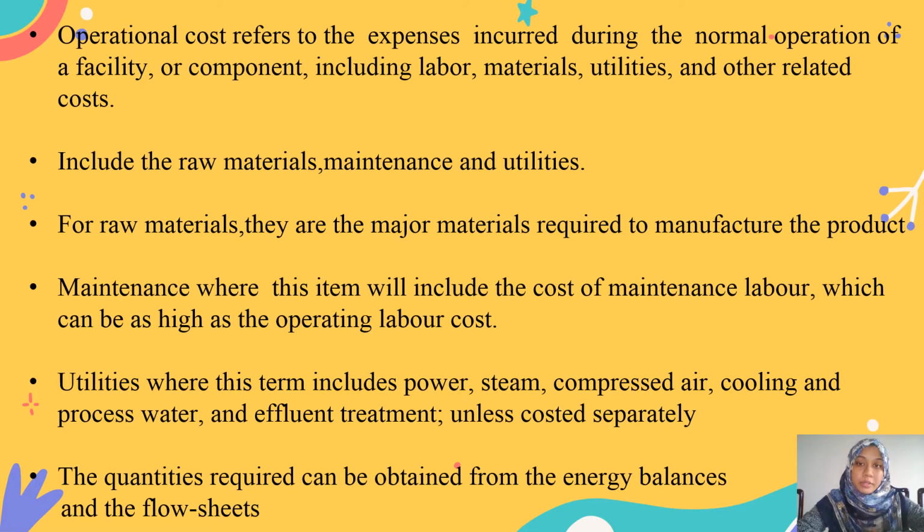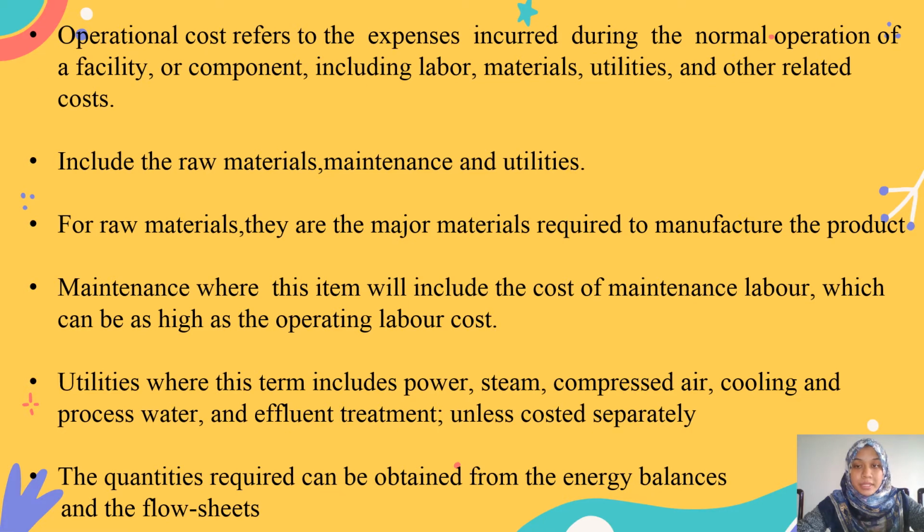For raw materials, they are the major materials required to manufacture the product. The quantities can be obtained from the flow sheet and multiplied by the operating hours per year to get the annual requirements. The price of each material is best obtained by getting quotations from potential suppliers, but in the preliminary stages of a project, prices can be taken from the literature.